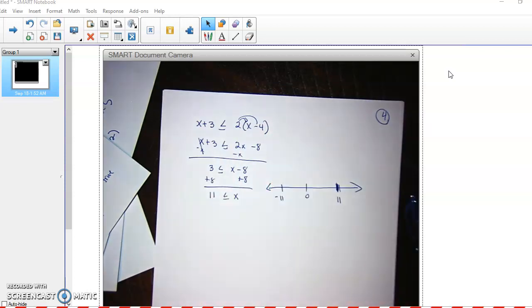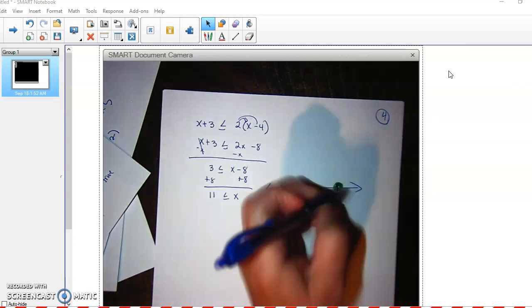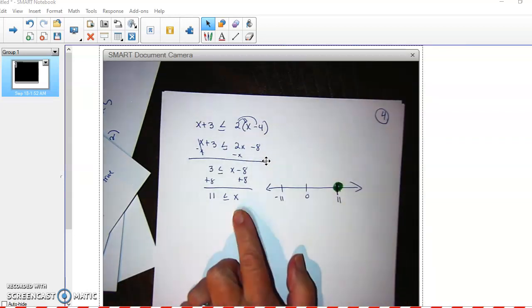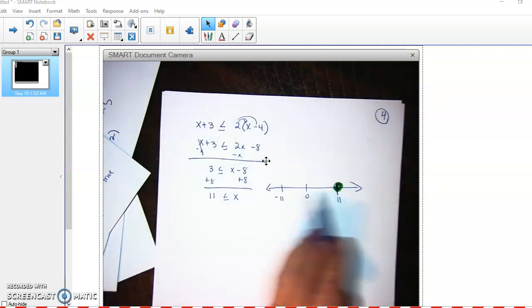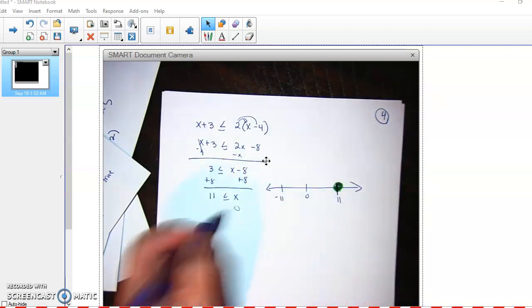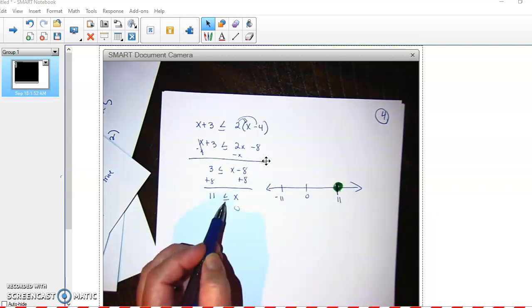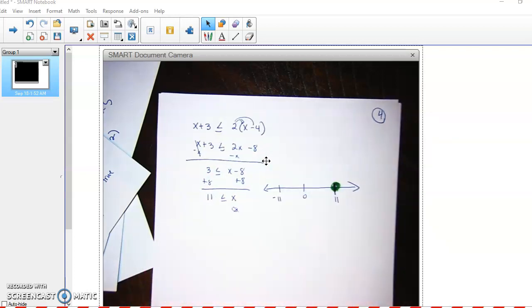So now, let's think about this. We know we have a closed circle at 11. Well, can I put 0 in for this? Let's look at that. If we shade this way, that means 0 is going to go here. And this is saying 11 is less than or equal to 0. That's not true. So we're not going to shade in the direction of 0. We're going to shade the other way.